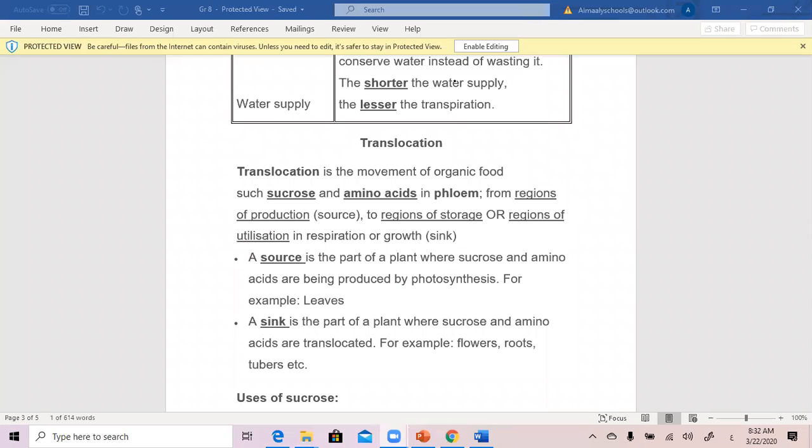Omar. Okay. The source is the part in the plant where sucrose and amino acid are produced by photosynthesis. Thanks. But the sink is where sucrose and amino acid are translocated. Thanks. I want another one.